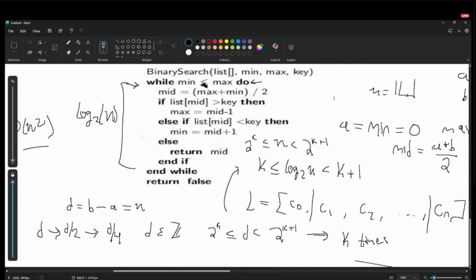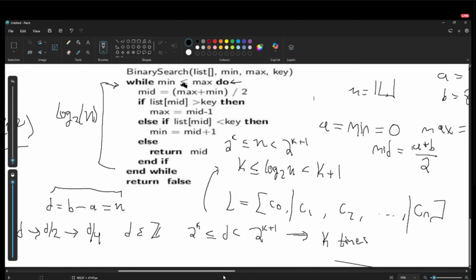So that's sort of why this algorithm has complexity log base 2 of n. It really comes down to the fact that the distance between the left and right pointer, which we're calling min and max here, starts off at n, but it keeps getting halved at each iteration of the loop. And so that means that it can only really get halved a certain amount of times before the loop terminates.